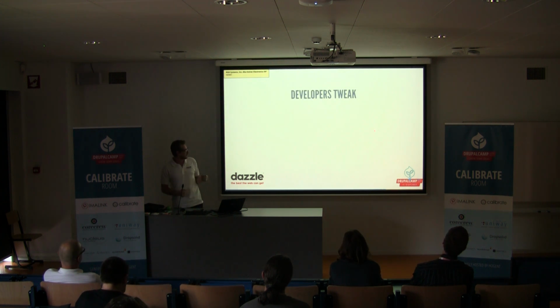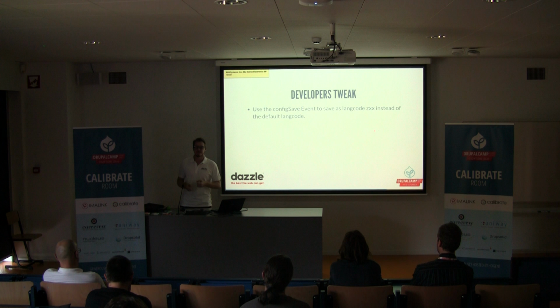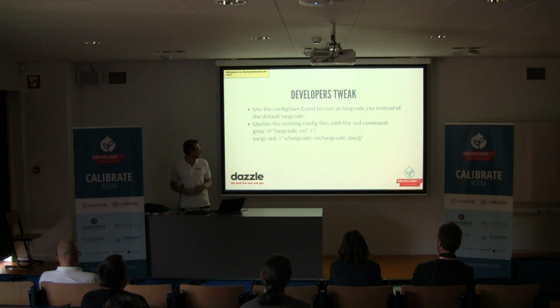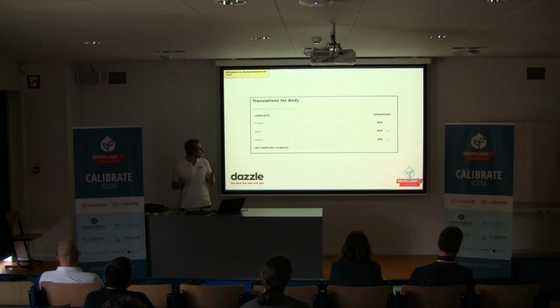So here's another developer's tweak. We do exactly the same as before. We react on the onSave event, but instead of saving the default language code, we use the non-applicable language code. So we update the config files with the simple Linux command. Then we have to patch core, so configuration translation allows translation against locked languages. I've created a small patch for that on this URL. So now a translator will only see this, and he can't really alter the original value.